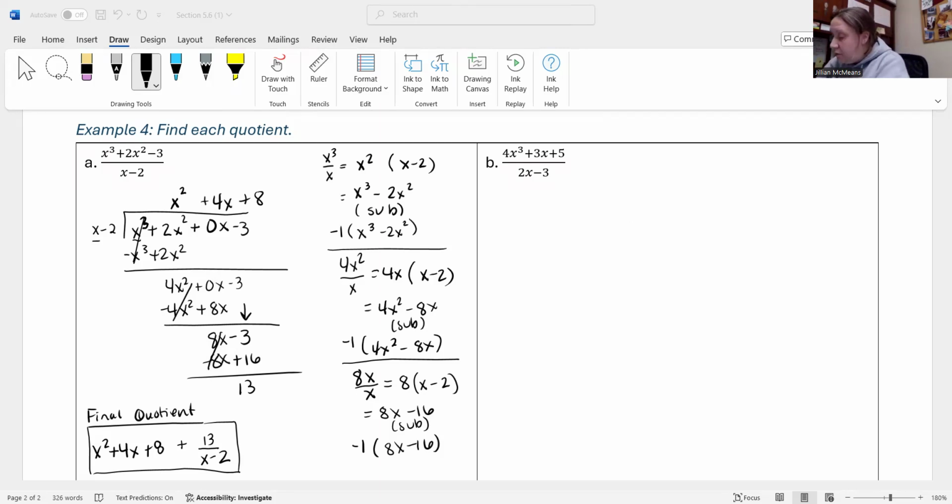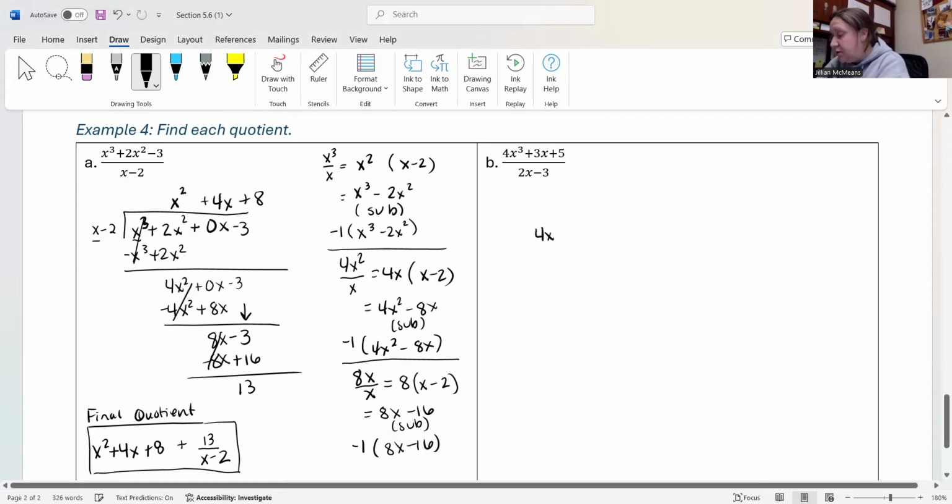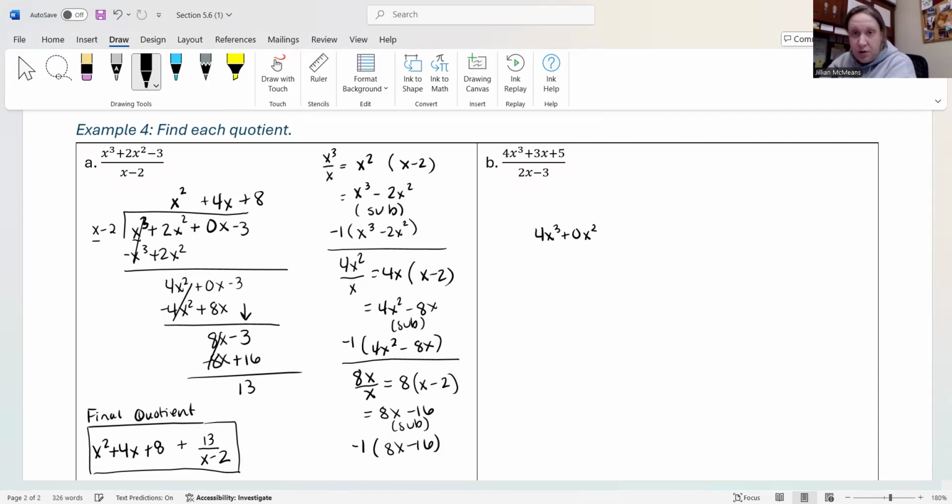So this is going to become, for long division, 4x to the third plus 0x squared. So that's our placeholder. 0x squared is really just 0, so we're not changing the value of our polynomial. We're just giving ourselves a placeholder. And then we want plus 3x plus 5. And then we're going to divide that by 2x minus 3. Okay, so just like before, we start with the first term of the dividend, which is 4x to the third.